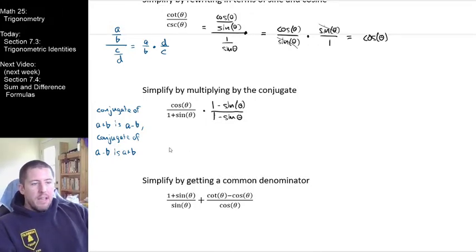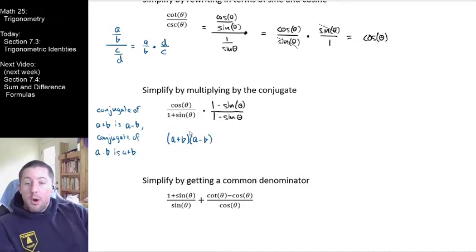The reason why this is valuable for me to do, and I'm going to write some more general algebra here, oh, let me change my colors back again, is because if I do a plus b times a minus b, I'm going to FOIL this out, and let's see the nice thing that happens. First gives me a squared. Outer gives me a times negative b, so that's minus ab. Inner gives me a times b, but they're both positive. And last gives me b times negative b, for a negative b squared.